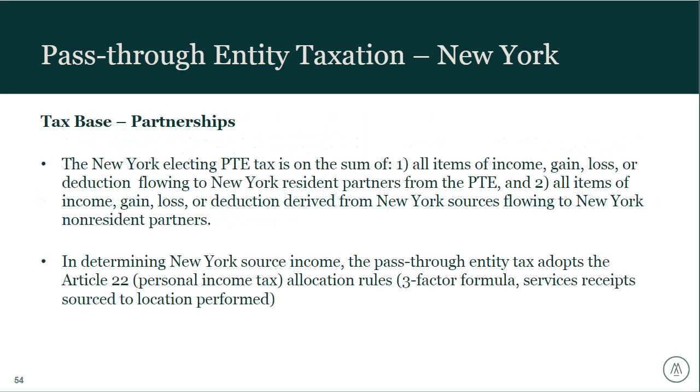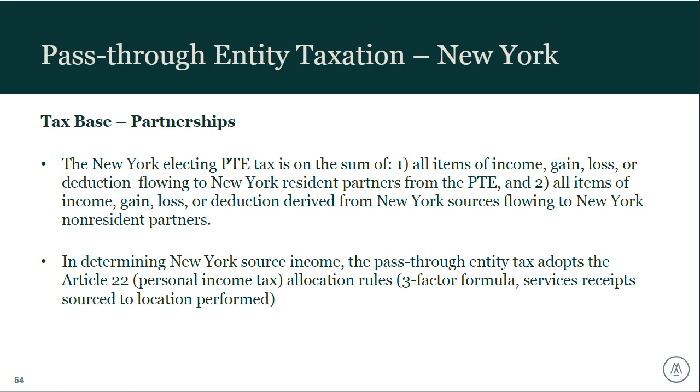For partnerships, the tax base is a hybrid approach. For resident owners, the tax is computed on 100% of the income flowing up from the pass-through entity after New York modifications before allocation and apportionment. So it's on 100% of the federal income after New York modifications if we're dealing with a partnership. For non-residents, again, it's only on that portion of New York modified income that is sourced to New York. So it's a hybrid approach where residents are taxed on 100% of their income, non-residents are only taxed on the portion of income sourced to New York.